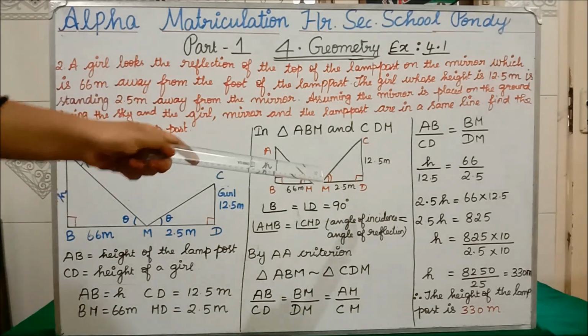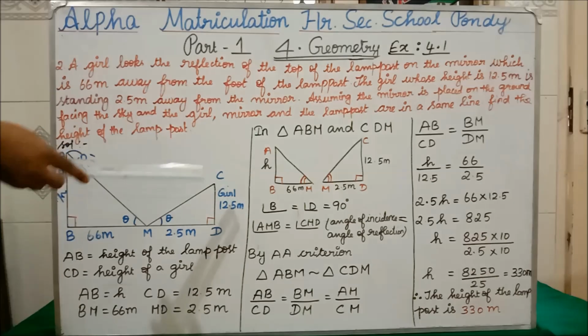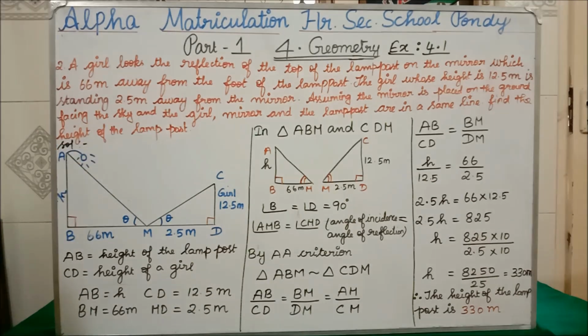See, when you are standing on the ground, what will be your angle? It will be 90 degrees. Similarly, here also 90 degrees. This is the lamp post, no? So here also 90 degrees. The girl is also standing on the ground, so her angle is also 90 degrees. So angle B and angle D are 90 degrees. Then if you see here in both triangles, M we are having commonly, isn't it?